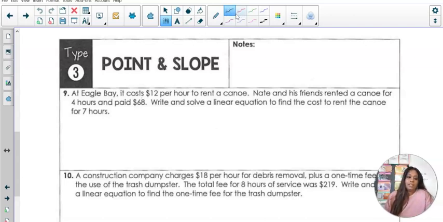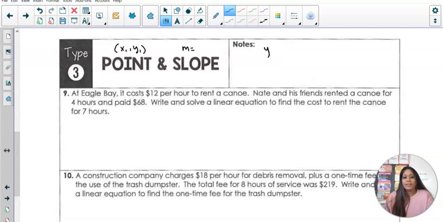Hello class. So here is a lesson on more word problems using the point slope form. Just remember that when you are given a point, so you have your x value and then you have your y value, and you're also given your slope, you can use the formula to write a linear equation.